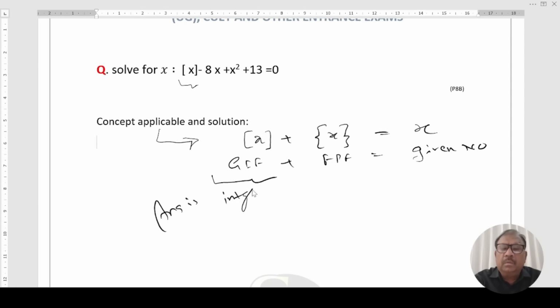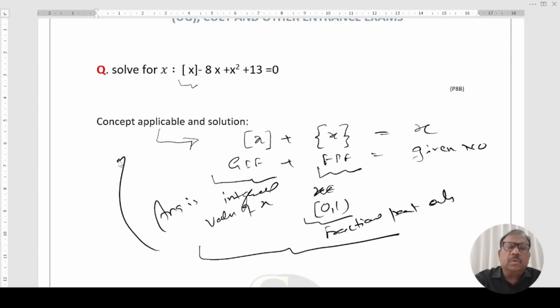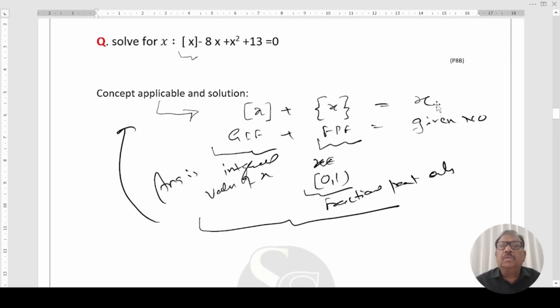integral value of x. In this case, x will belong to, answer will be 0, 1. That is fractional part only. We will use this concept in this equation, right? Now let's start the question.